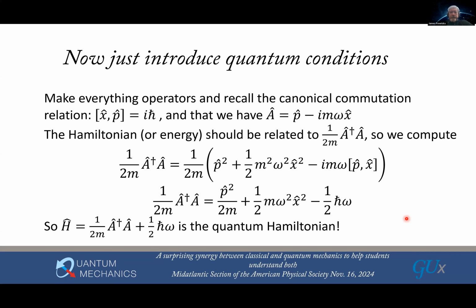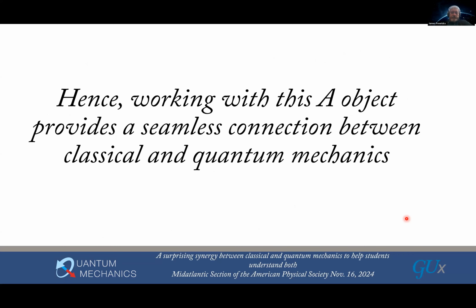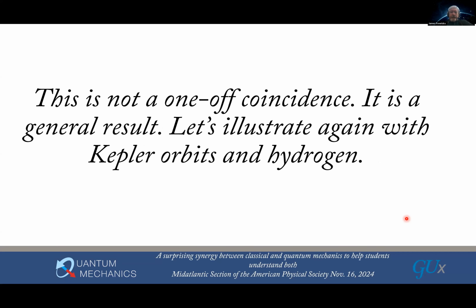Okay, so now I'm going to move on to, as I summarized, this A object or A function provides the seamless connection between classical and quantum mechanics. And I think it's a really nice example to show people, particularly when you start showing them the operator technique for the harmonic oscillator, to make it clear that what you're doing actually has a nice connection back to classical mechanics. Now, this is not a one-off coincidence.